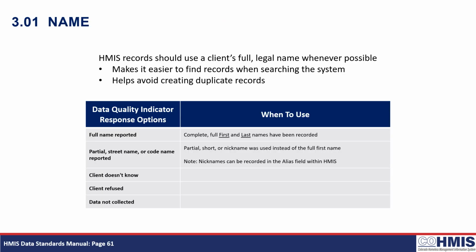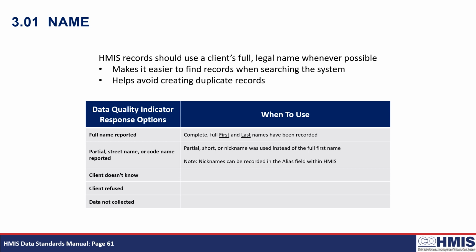All right, the first universal data element is just name. So we record a client's full legal name whenever we can. It just makes it easier to find records when we're searching the HMIS system and helps us from creating duplicate records, which would throw off the numbers that we report experiencing homelessness in our community.